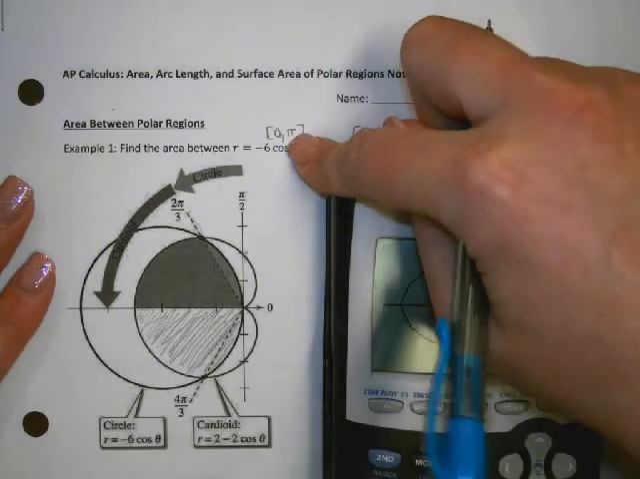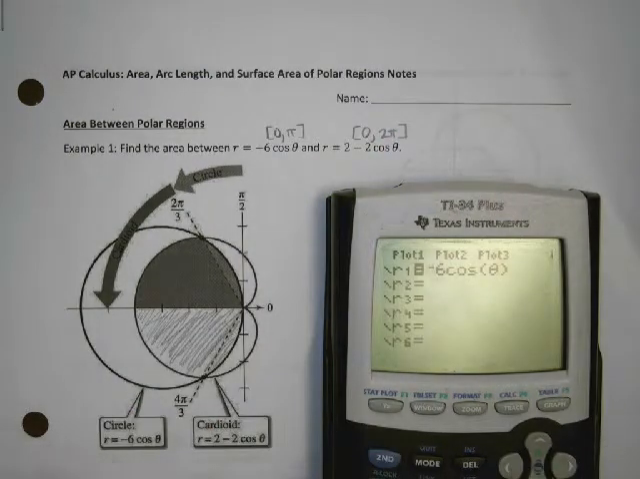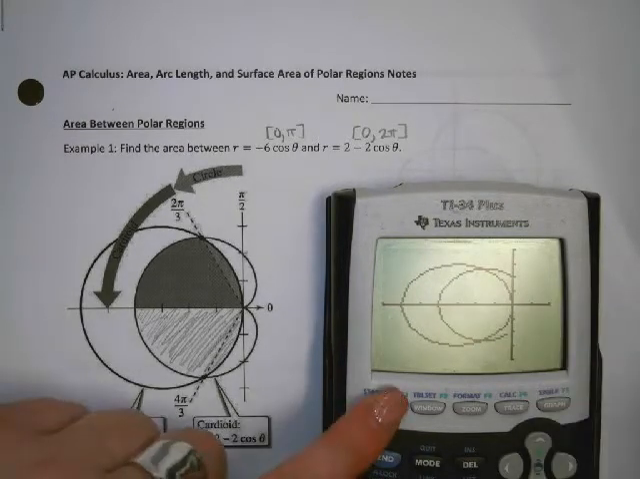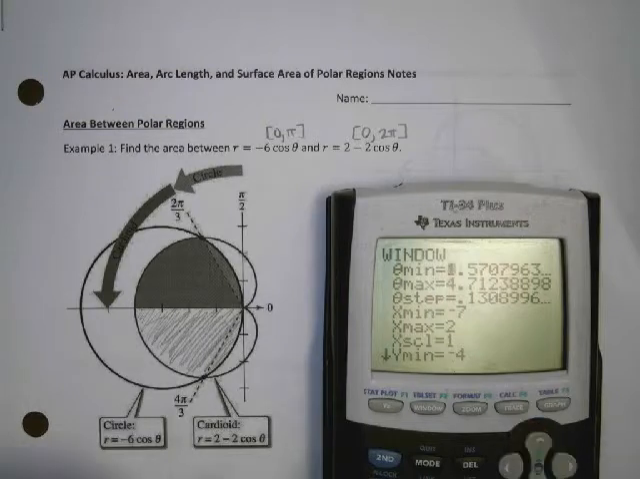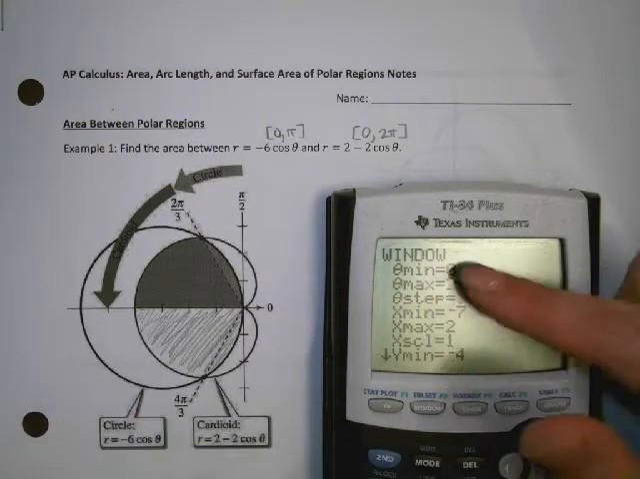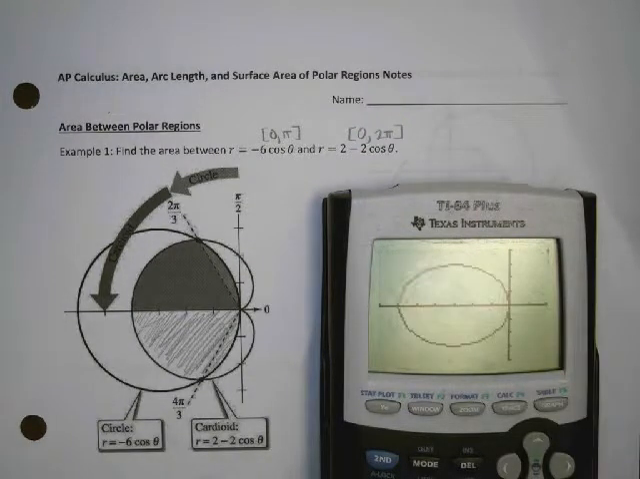So 0 to pi is going to show me that one. To see the cardioid, I'm going to have to do 0 to 2 pi. If I leave it as 0 to pi, I see part of the cardioid but not the whole thing. For me to see the rest of it, I need to go from 0 to 2 pi. And I guess I didn't have 0 to pi, I had pi halves to 3 pi halves. So there's our circle, there's the cardioid.